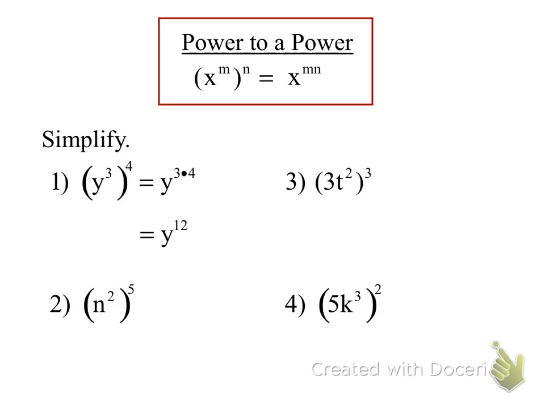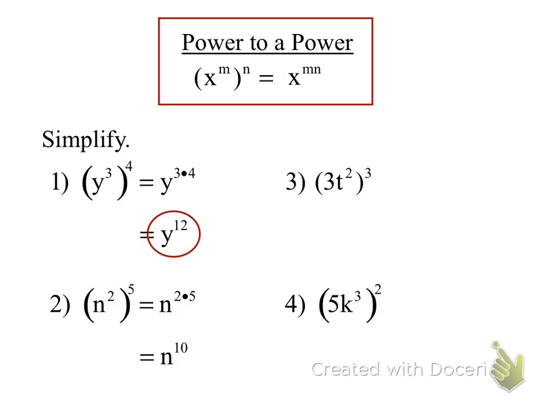Oh, okay. n to the 6th power. No. What am I doing to get that 12? You're multiplying. Okay, so number 2 is n to the 10th power. But how am I getting here? What am I doing? You're multiplying. Read it to me. n to the 2nd power times the 5th power equals n to the 10th power. Perfect.